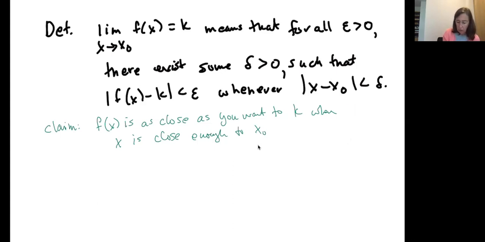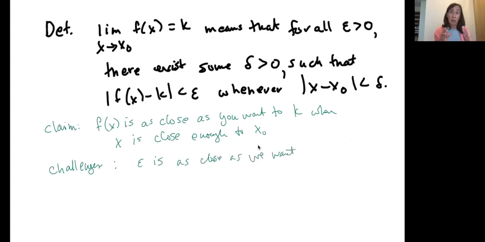The challenge: you, the skeptic, say, okay, you said as close as I want. How close do I want? I'll tell you, epsilon. Epsilon is as close as you want. So you're giving me a number epsilon, and you're saying, okay, f of x better be no farther than epsilon away from that k whenever x is close enough to x0. The idea here is that epsilon is small, right? If epsilon is big, it's not that much of a challenge.